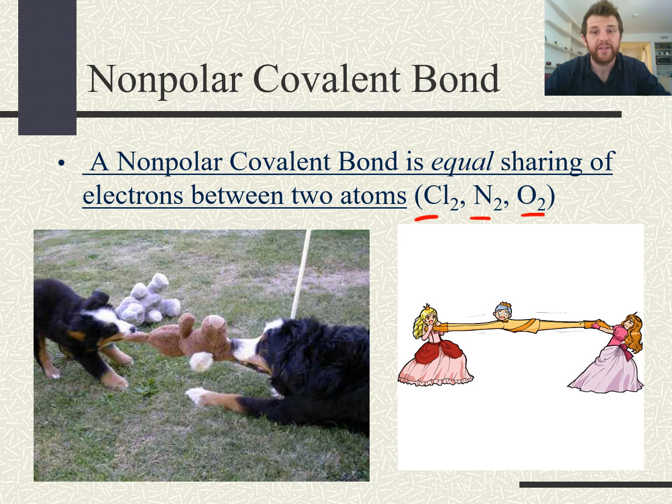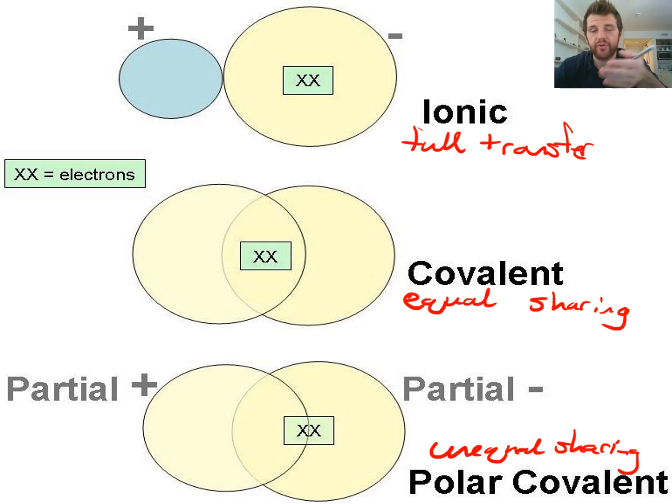Non-polar. This is an equal sharing. So this is going to happen a lot with diatomic molecules. There are other atoms that have very similar electronegativity, so because of that, they have a non-polar situation that's happening. And this is where nobody's actually winning. So there's no net positive, no partial positive, no partial negative, or anything like that.